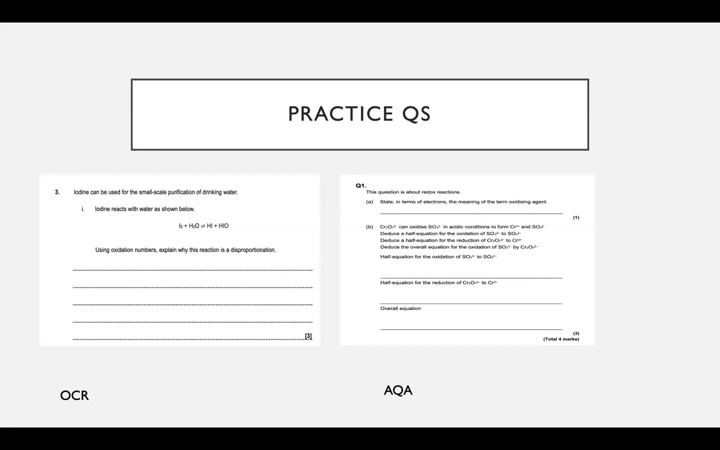A disproportionation reaction is when an element in a single species is simultaneously oxidized and reduced. So in this example, iodine, the element in a single I2 species, is simultaneously oxidized and reduced. The way we prove this is that I2, iodine, has a zero oxidation state. HI, iodine, has a -1 oxidation state. And then HIO, the iodine would have a +1 oxidation state. So it's gone from 0 to -1, which is reduction, but simultaneously it's gone from 0 to +1, which is oxidation. So that's how you would go about answering that. And you have to include the oxidation numbers there.